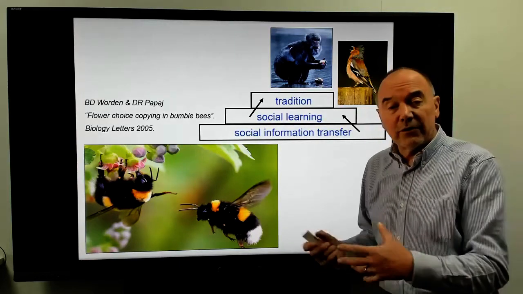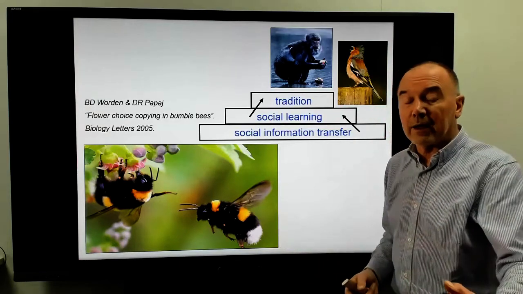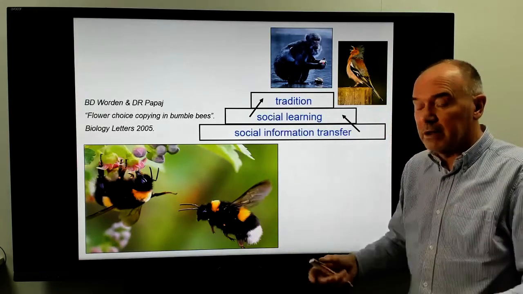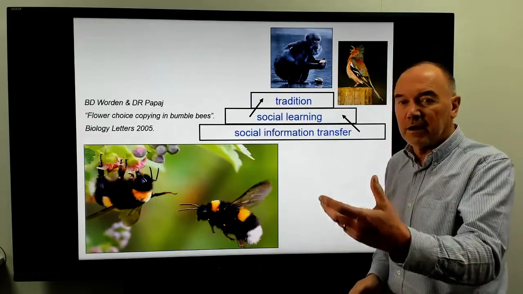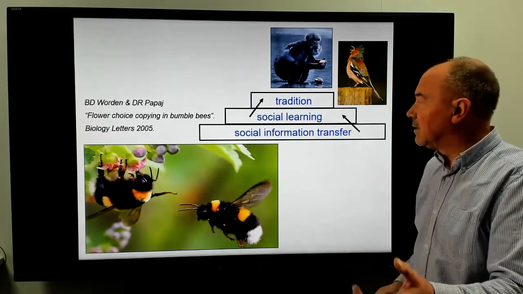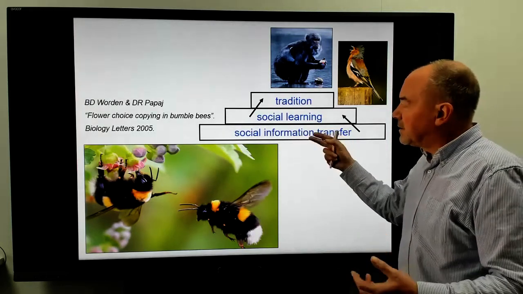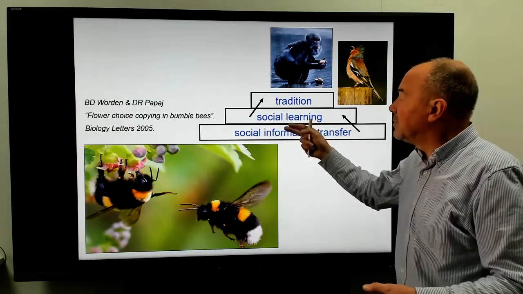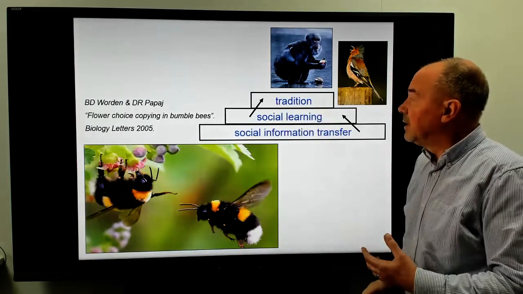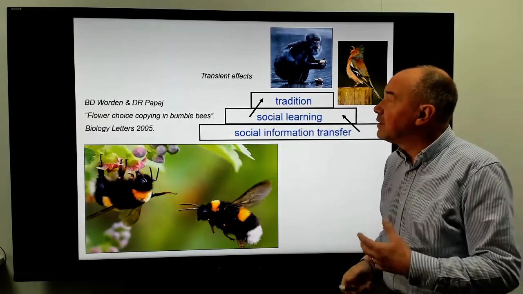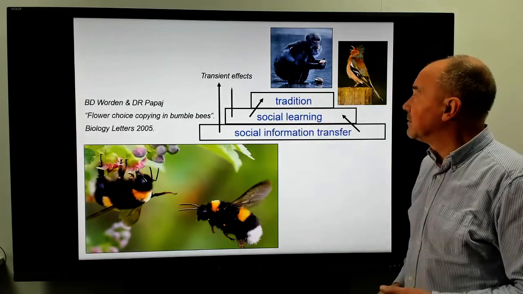But if later on we find that same bee or bees come back to that flower bed when there aren't other bees there, then clearly they've learned something and are now applying that later on. So social information doesn't necessarily lead to social learning, but it may, and social learning may lead to tradition, but not necessarily. In other words, there are a lot of transient effects of these kinds of processes.